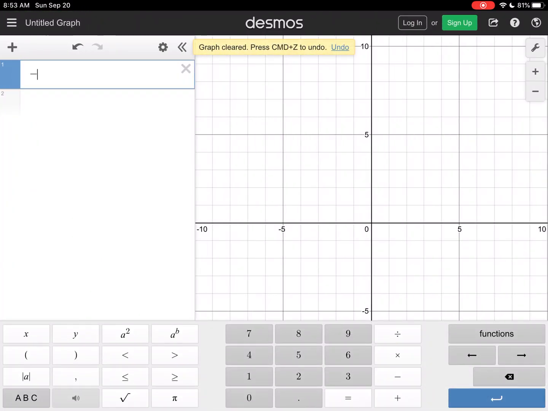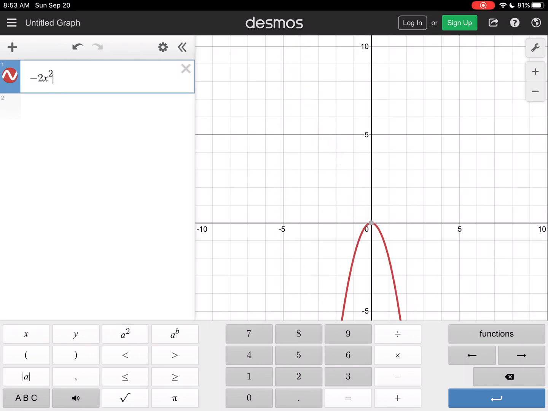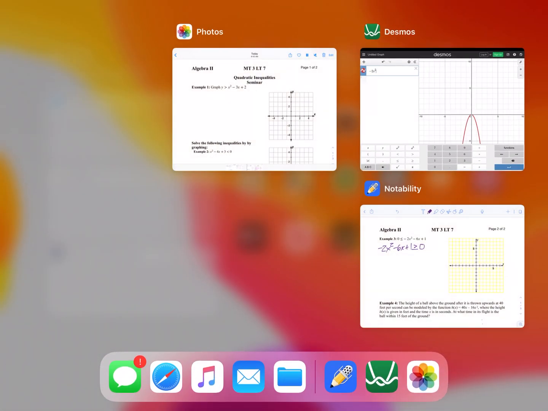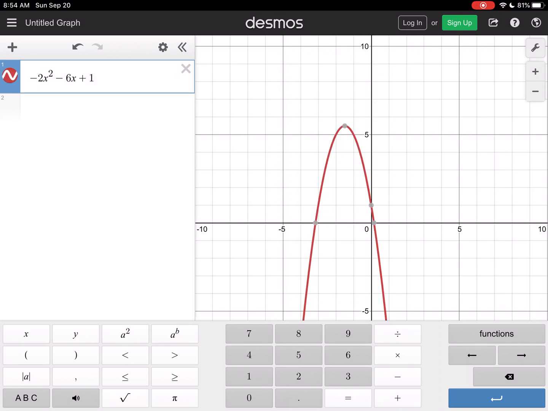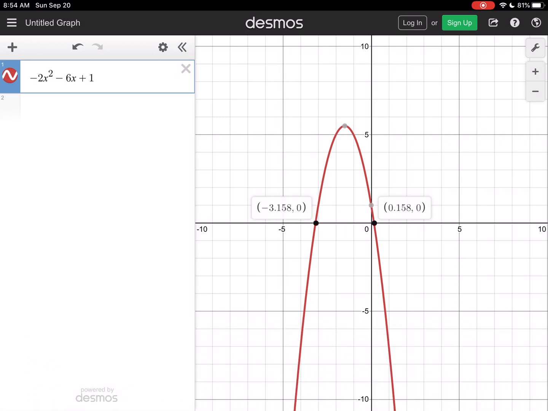So we're going to say negative 2x squared minus 6x plus 1. I want that to be greater than or equal to 0. So I want this part of the graph that's above the x-axis. So negative 3.158 to positive 0.158.